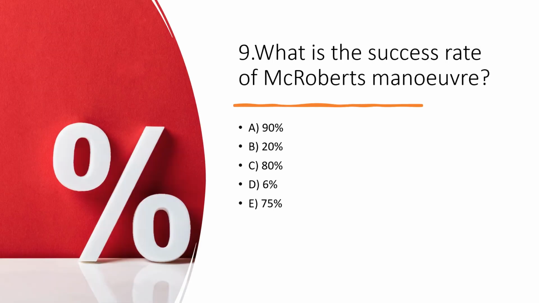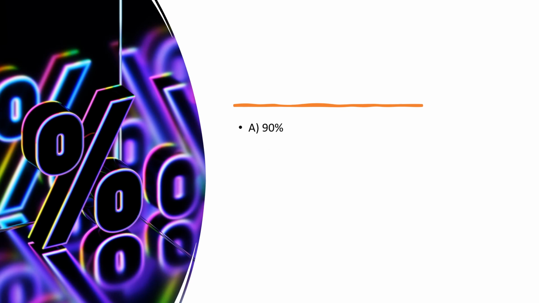Question number 9. What is the success rate of McRoberts maneuver? Is it A, 90%, B, 20%, C, 80%, D, 6%, E, 75%? And the answer is A, 90%.